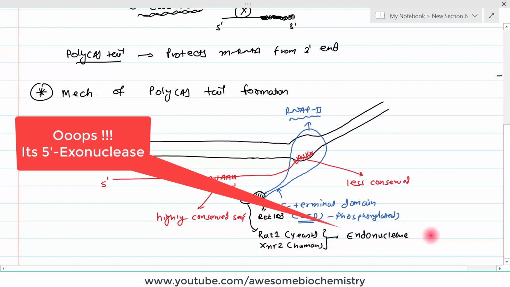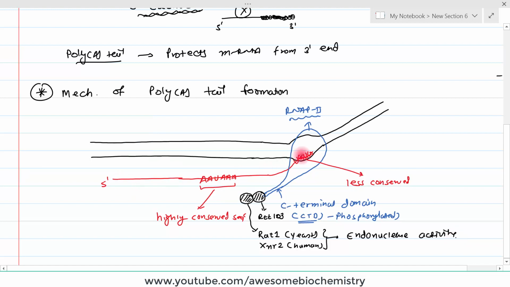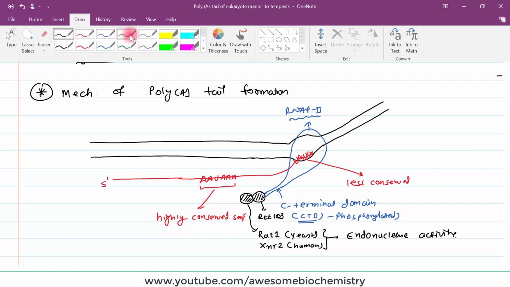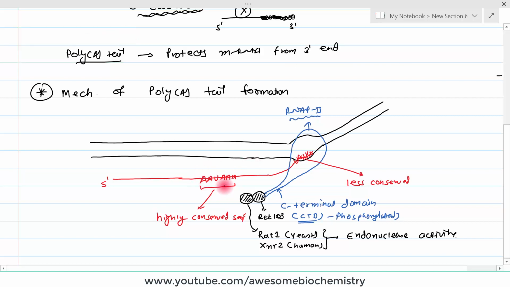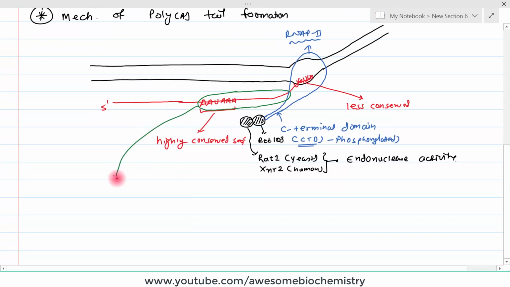Endonuclease activity. And once these things are in place, there is one enzyme complex which recognizes this AAUAAA sequence, which is highly conserved across all the mRNAs. So this enzyme complex binds with it. On one side it is in contact with this highly conserved sequence, on the other side it is in contact with RNA polymerase II. So this green colored complex is the enzyme complex.